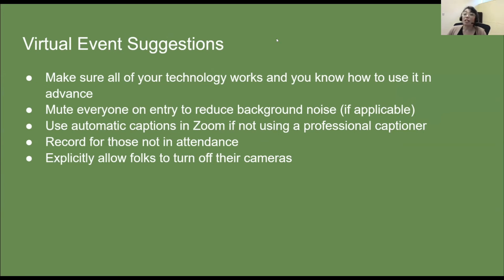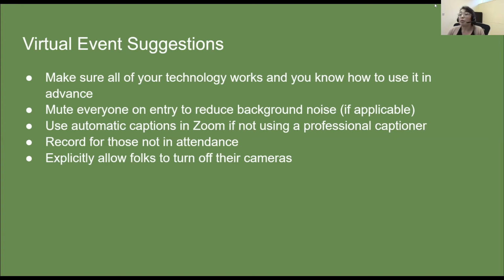So for virtual event suggestions, make sure all of your technology works and you know how to use it in advance. I'm sure we've all been in meetings where a presenter has accidentally started talking and they've been muted, so we can't hear them, right? So double check things. Mute everyone on entry to reduce background noise if applicable.